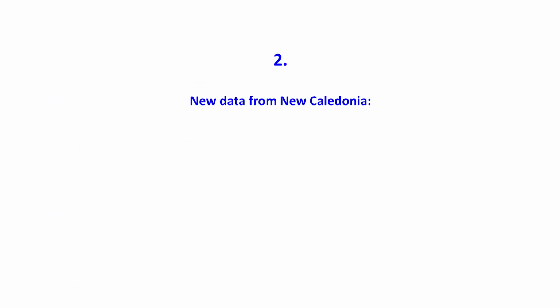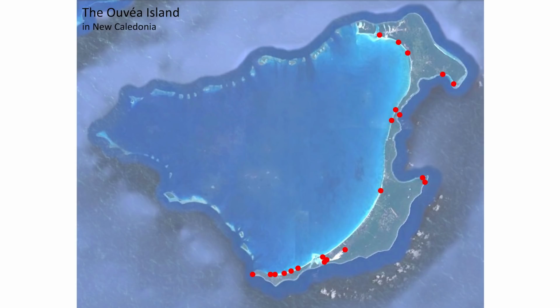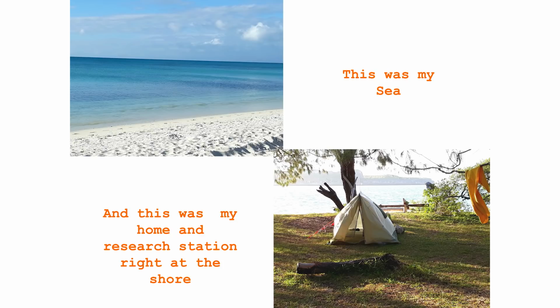Okay, we are finished with the regional sea level studies, and I go over to new data from New Caledonia. This is New Caledonia, and the red points where I was working. It's an atoll, so it's a fantastic area. There is no volcanic rock in the middle, so it is more or less stable. And this was my sea, and this was my research station. It was a lovely time.